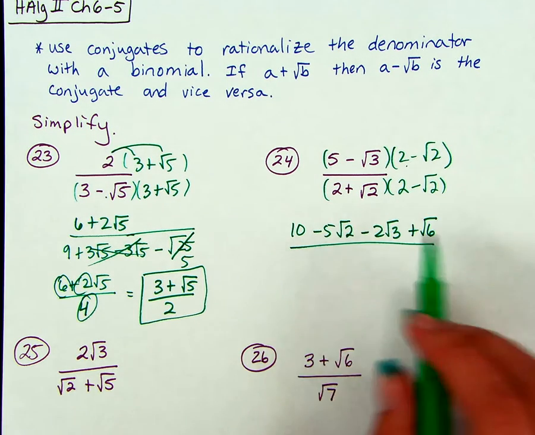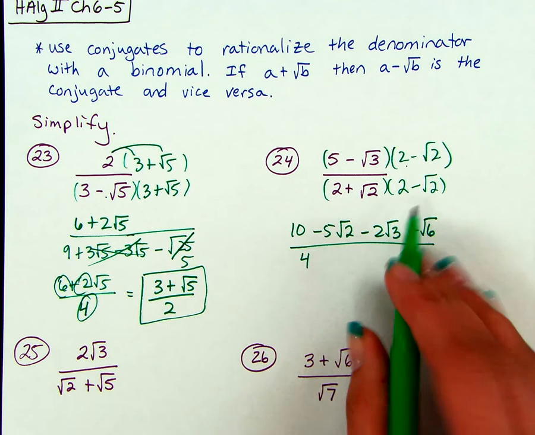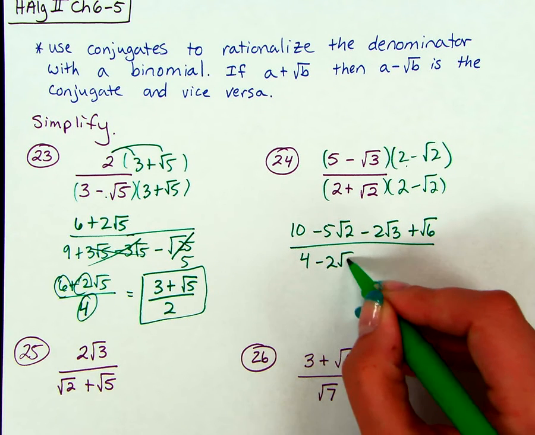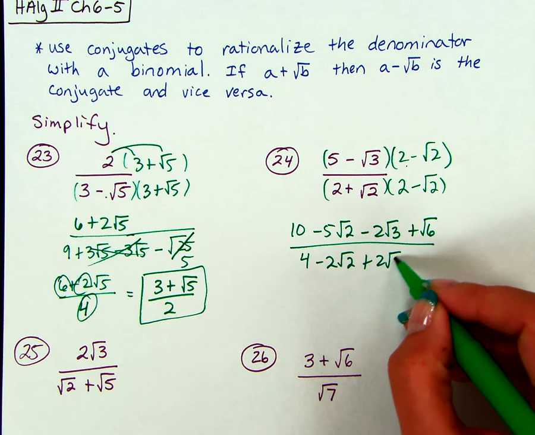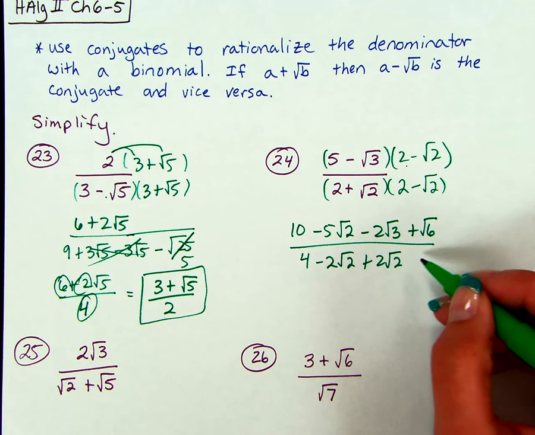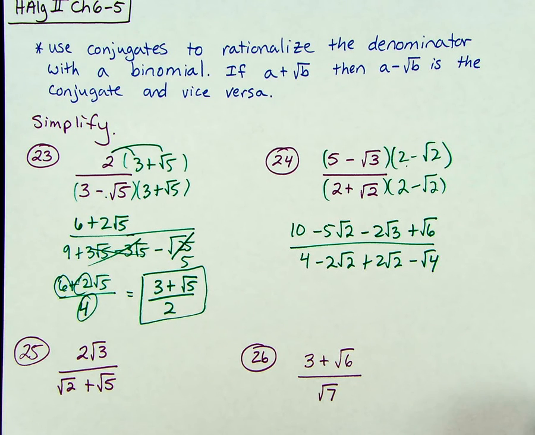Denominator, same thing, so we're going to FOIL. 2 times 2 is 4. 2 times negative square root of 2 is negative 2 square root of 2. Square root of 2 times 2 is a positive 2 square root of 2. And square root of 2 times negative square root of 2 is negative square root of 4. And then again, we're just going to simplify.